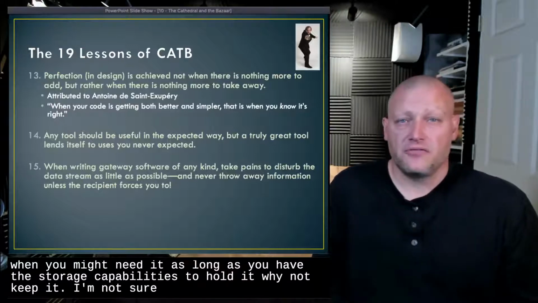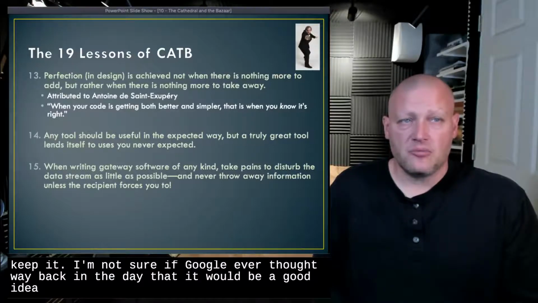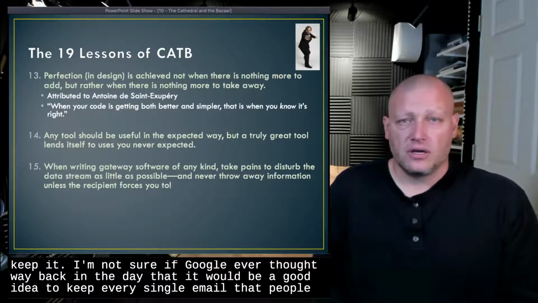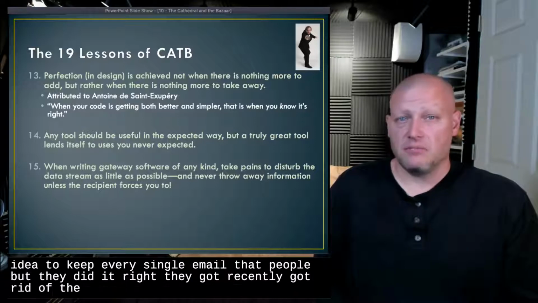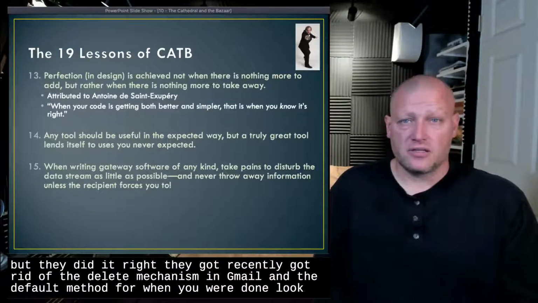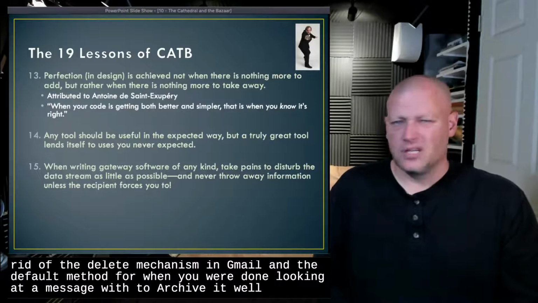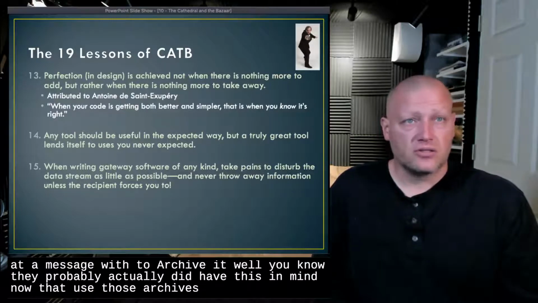I'm not sure if Google ever thought way back in the day that it would be a good idea to keep every single email that people send and receive, but they did it, right? They essentially got rid of the delete mechanism in Gmail, and the default method for when you were done looking at a message was to archive it. Well, they probably actually did have this in mind. Now they use those archives of email to do all sorts of stuff.